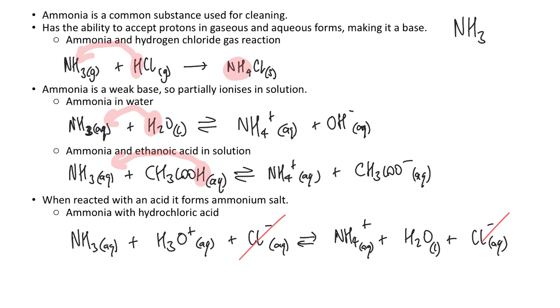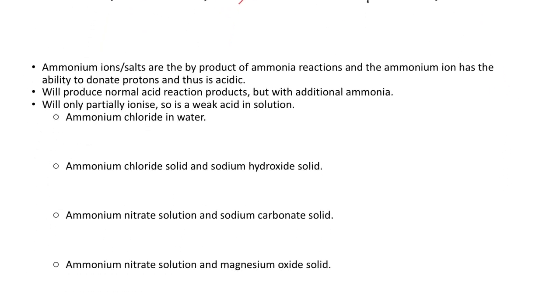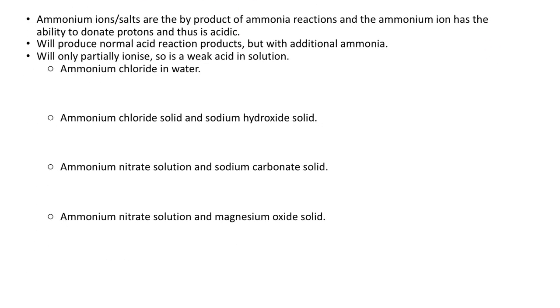All right, so let's move on. Now we have the ammonium ions and the salts of those ions that are formed as the product of ammonia reactions. The ammonium ion has the ability to donate a proton and therefore is acidic. So the ammonium ion is NH4 plus. So ammonia is NH3, ammonium is NH4 plus, and this can donate a proton and thus is acidic.